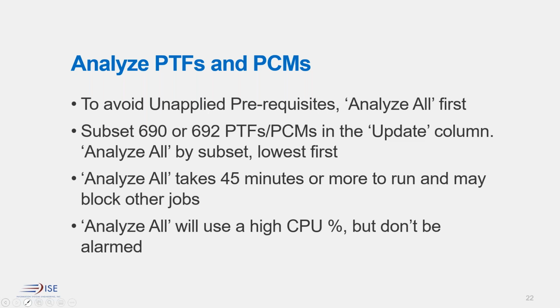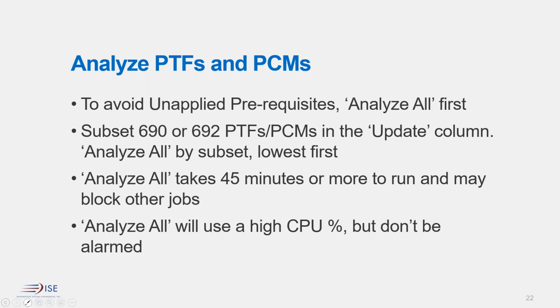So basically what this is, we want to analyze all of the PTFs that are in 9.1 as a group, and then we want to analyze all of the PTFs that are in 9.2 as a group. In order to do that, you're basically going to subset your list within PUI first to 690 PTFs, and then to 692 PTFs, and I'm going to show you how to do that on the next slide. And then you're going to analyze each of those groups.